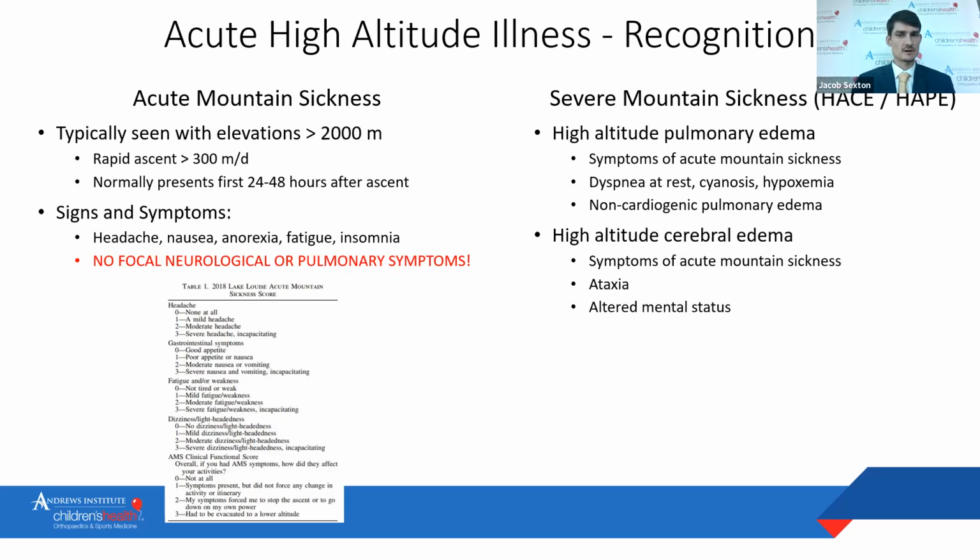As opposed to severe mountain sickness, so this is high altitude cerebral edema and high altitude pulmonary edema. For high altitude pulmonary edema, you get the symptoms of acute mountain sickness plus your cardiopulmonary symptoms. So your dyspnea at rest, your cyanosis, your hypoxemia, your peripheral edema, which will subsequently result in non-cardiogenic pulmonary edema from overload and capillary permeability. And then high altitude cerebral edema, you get your symptoms of acute mountain sickness plus focal neurological findings such as ataxia and altered mental status at that point in time.